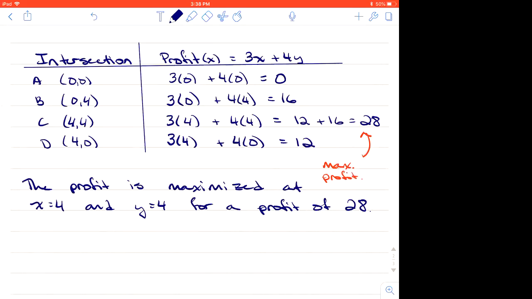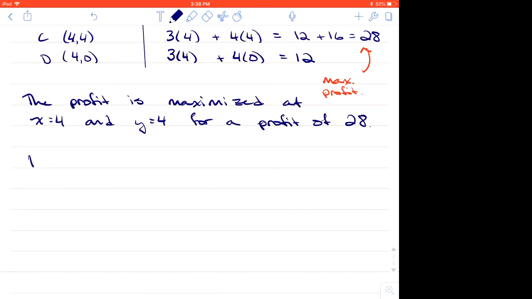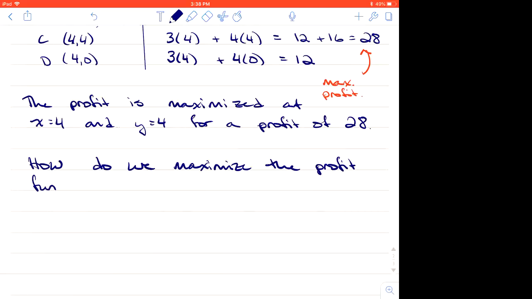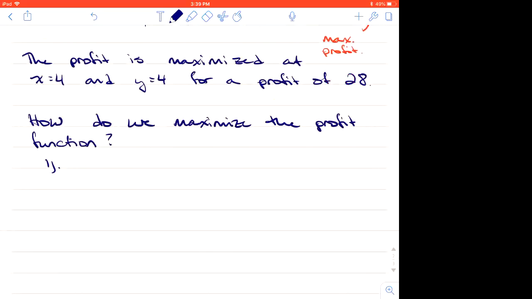So let's summarize this into steps. That's how we do it. But how do we maximize the profit function? Just general steps of what we just did. So the first thing we did was draw all the restrictions on the same graph. So draw all the restrictions on the same graph.